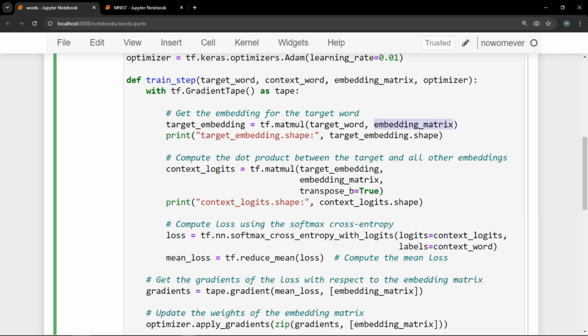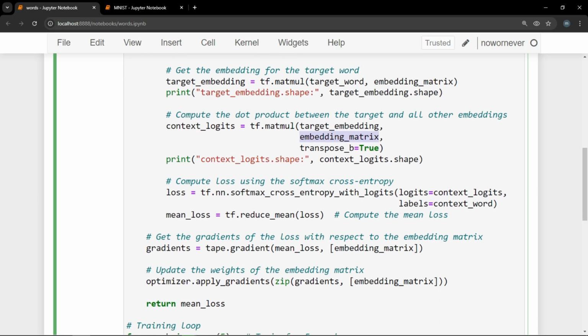To determine how similar our target word is in the embedding space, we compute the dot product of the target word with every word in our vocabulary, including the context word. This gives us a score for each word, and we aim to maximize the score for the word barks.